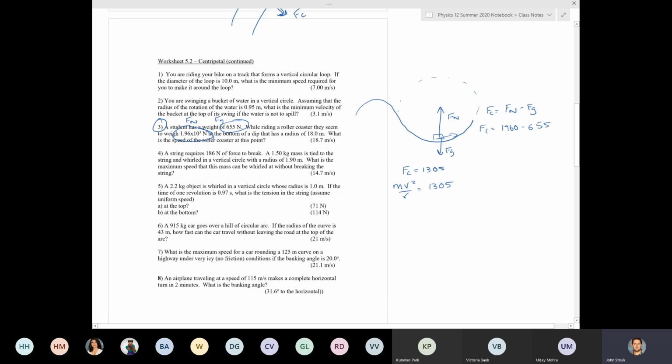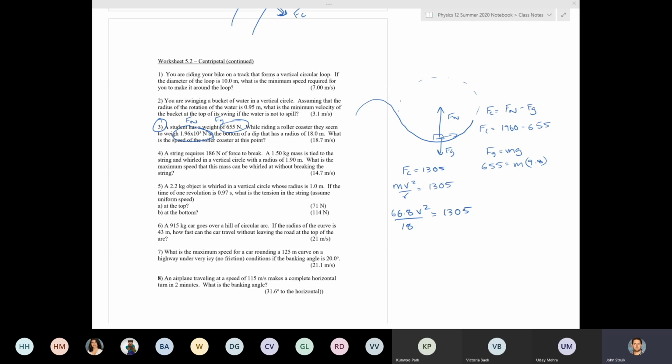To get m is a little bit tricky, I guess. Fg equals mg, and so Fg is 655 equals m times 9.8. So 655 divided by 9.8 is 66.8. So then we get 66.8 times v squared over 18 equals 1305.